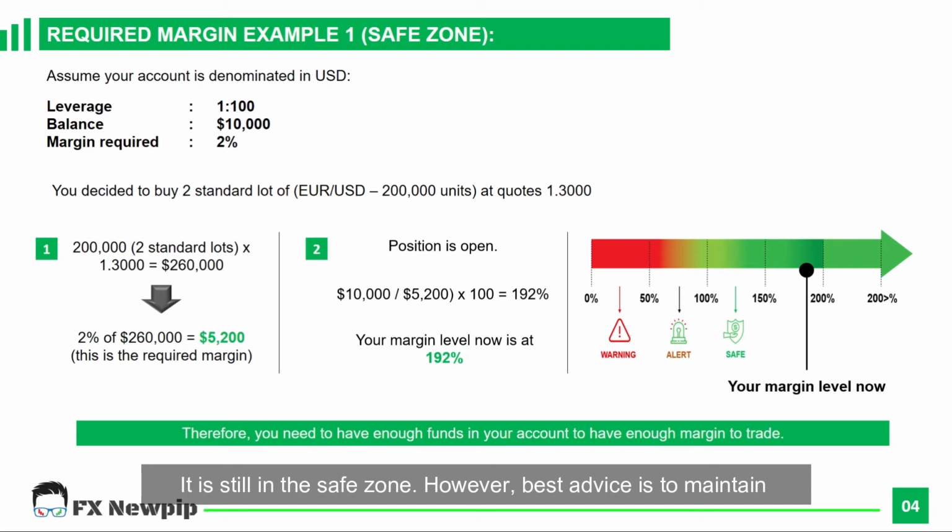However, the best advice is to maintain it at the zone of 200% and above. This is because if your open position goes against you, at least you will have a buffer margin to maintain your open position.